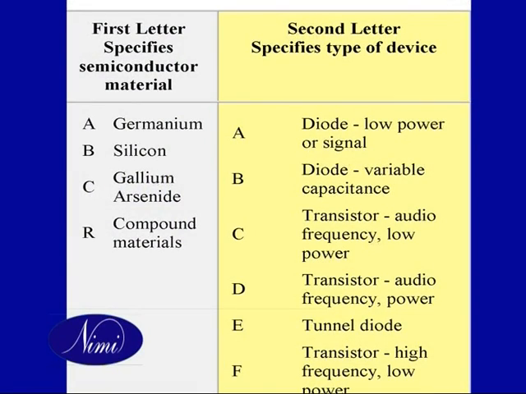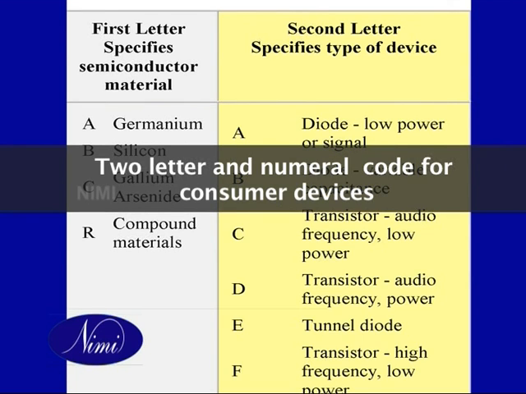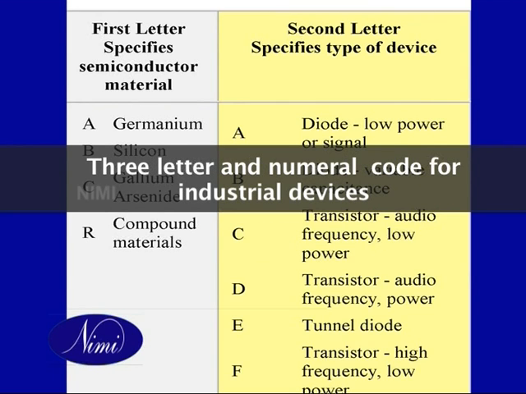Components in the Pro-Electron system have a 2-letter and numeral code for consumer devices, for example BY27 and so on, and a 3-letter and numeral code for industrial devices, for example ACY17 and so on.